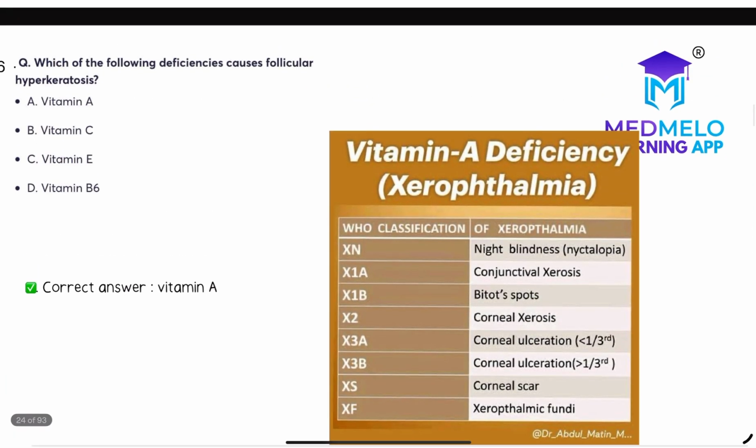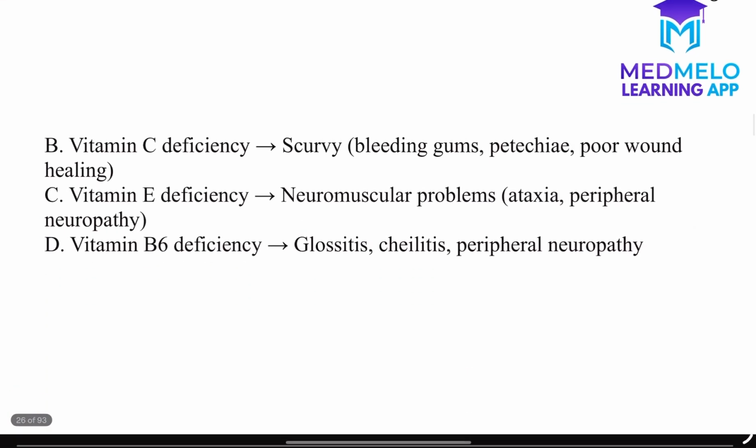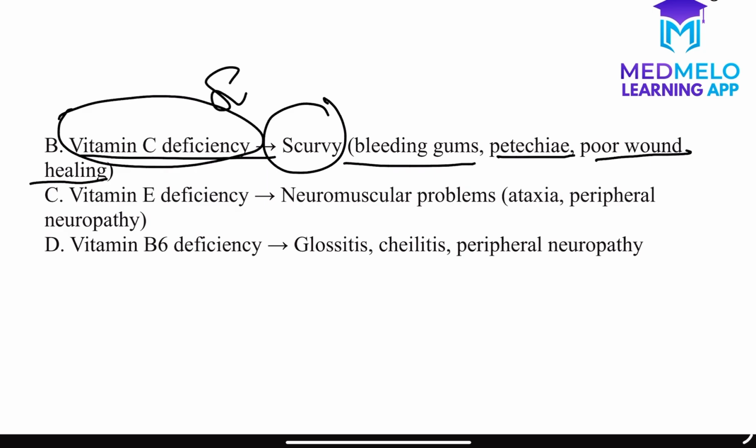So follicular hyperkeratosis is caused by the deficiency of vitamin E. Moving on to the next options, vitamin C deficiency causes scurvy, that is bleeding gums, fatigue, poor wound healing. Those are the symptoms of vitamin C deficiency. And the deficiency of vitamin E causes neuromuscular problems.